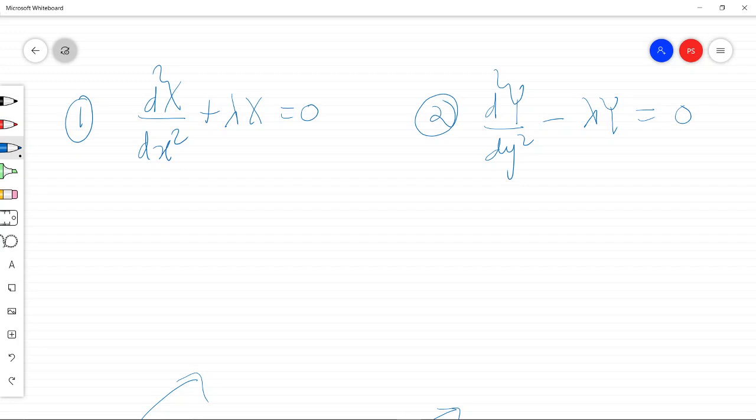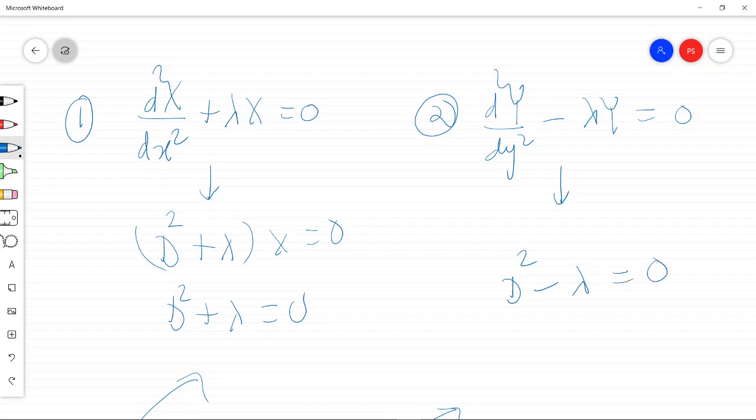So we have separated the variables, but then there is a problem that we have to solve now two differential equations. Originally there was only one differential equation which was partial. Now we have two differential equations, one for each of the independent variables, but both of the differential equations are now ordinary and not partial. Now we have already studied how we solve this type of equation: D squared plus lambda into X is 0. Then we write this auxiliary equation. Similarly, in this case we will have to write it as D squared minus lambda equal to 0.